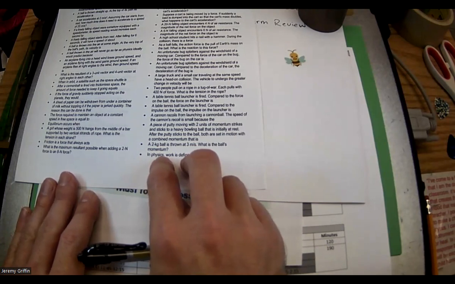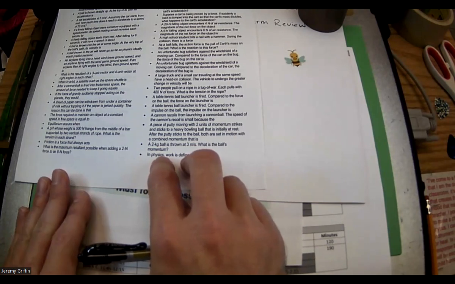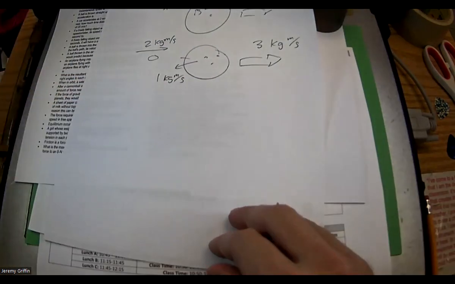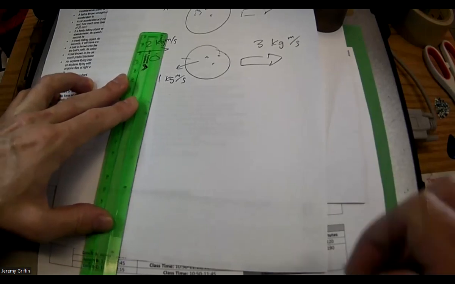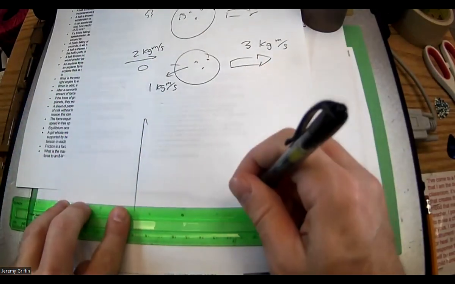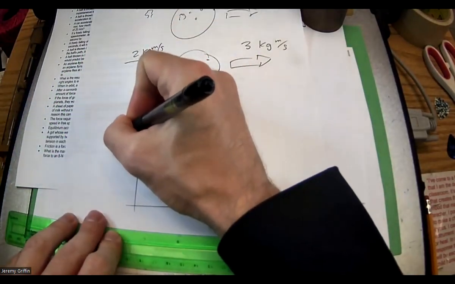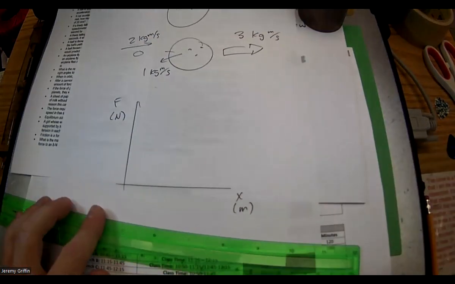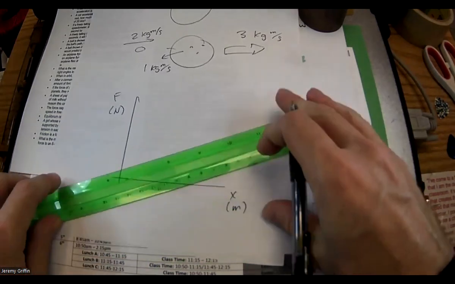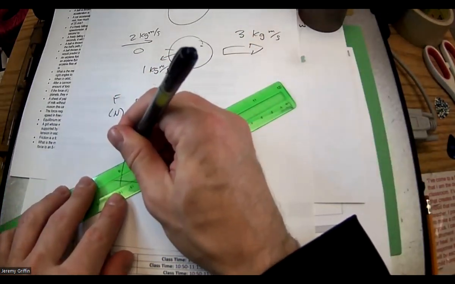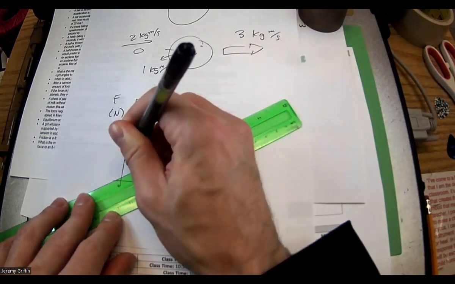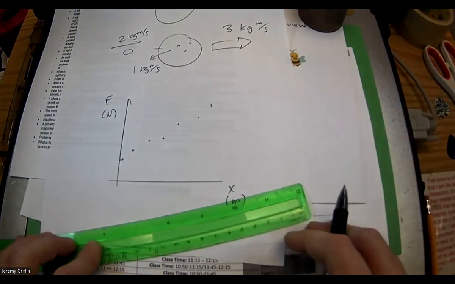When you get to the AP exam, you're gonna get plenty of graphs that look like this. You're gonna get force in newtons here, distance in meters here, or some variation of that. And maybe you'll get something like a variable force. Maybe it's experimental, so you have all these dots that are kind of lined up, but kind of like that.